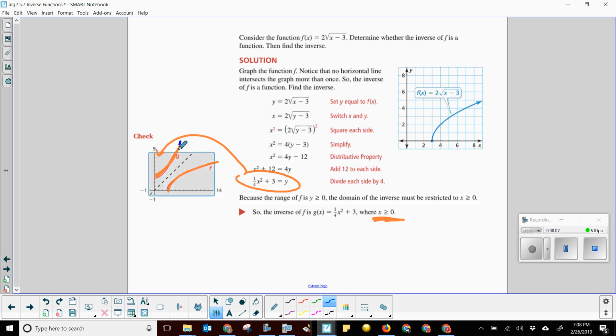We're making sure that we don't get this whole graph, because that's an x squared graph. So that's why we have to come down here and say, oh, by the way, we only want from x equals 0 on up, because here y is going to be greater than 0. So there's the solution to that.